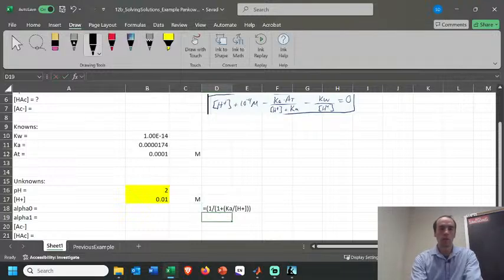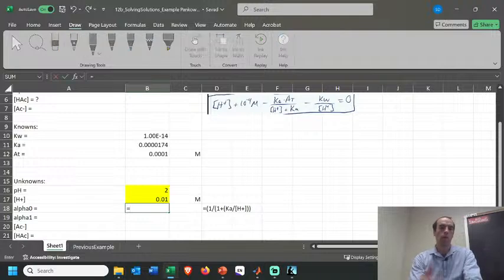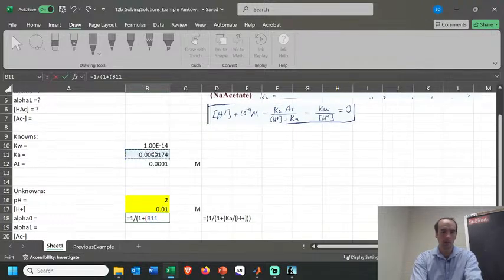And of course, that's not solving anything, but I'm just reminding myself I should set that up here. And so here I will go ahead and put in the pieces that would solve for that. Okay? And so I'm going to say this will be 1 over 1 plus, and then I'm going to grab Ka, which was right here, and divide that by the H plus value right here.